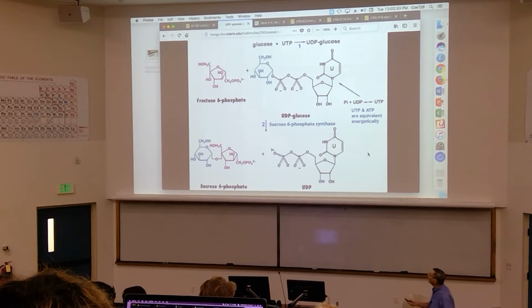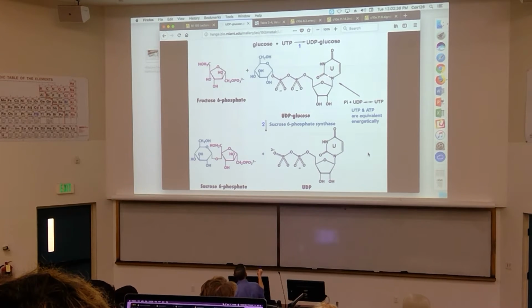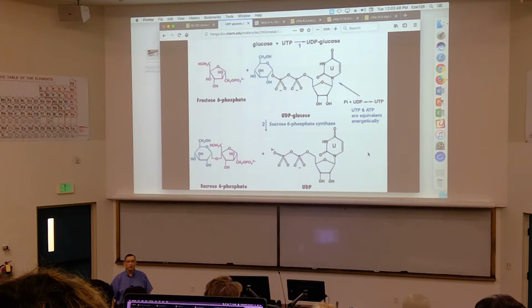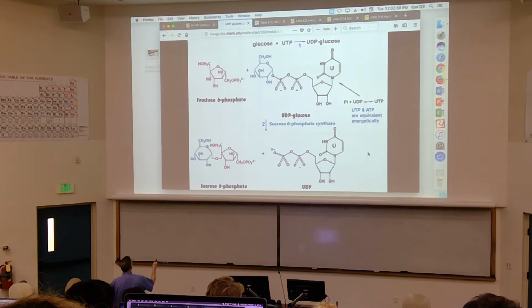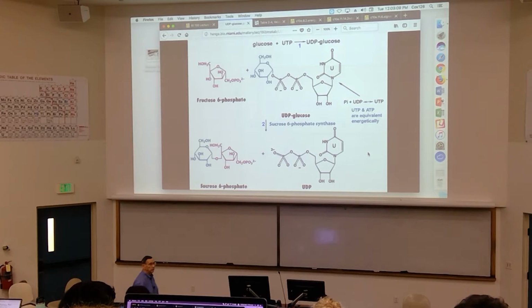Look at the reaction. Here's fructose 6-phosphate. Here's glucose. Here's UDP. From UTP, I remove the phosphate, take the phosphate, and stick it onto the oxygen on the number 1 carbon. What have I done? I transfer the energy that was in the high energy triphosphate bond on UTP to the glucose molecule. Now I'm going to allow that glucose molecule to interact with the fructose 6-phosphate molecule, and I'm going to form an alpha bond between the two.